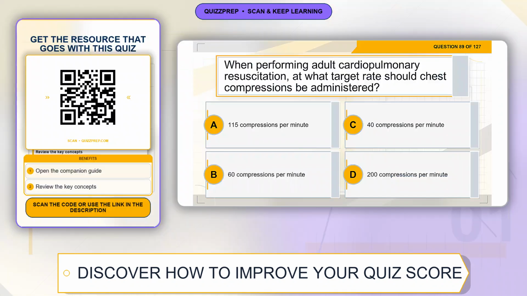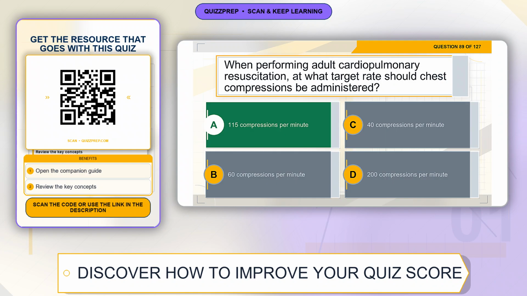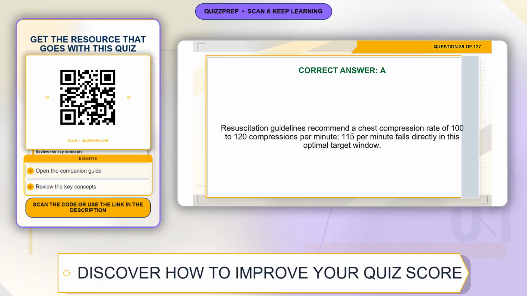Question 89. When performing adult cardiopulmonary resuscitation, at what target rate should chest compressions be administered? Option A, 115 compressions per minute. Option B, 60 compressions per minute. Option C, 40 compressions per minute. Option D, 200 compressions per minute. The correct answer is option A, 115 compressions per minute. Explanation. Resuscitation guidelines recommend a chest compression rate of 100 to 120 compressions per minute. 115 per minute falls directly in this optimal target window.